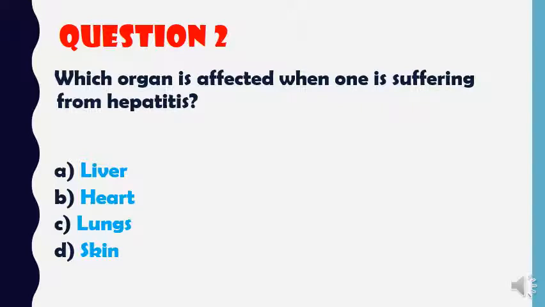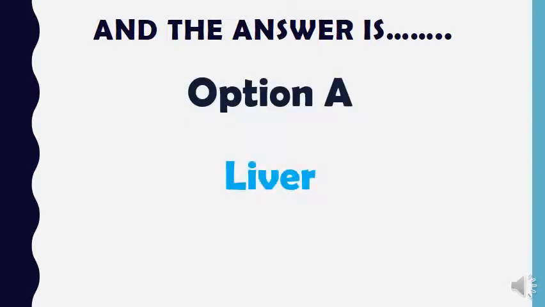Okay, a lot of answers are coming. And the correct answer is option A, liver. Remember the 5 types of hepatitis that we discussed previously in this session? So that was the liver.